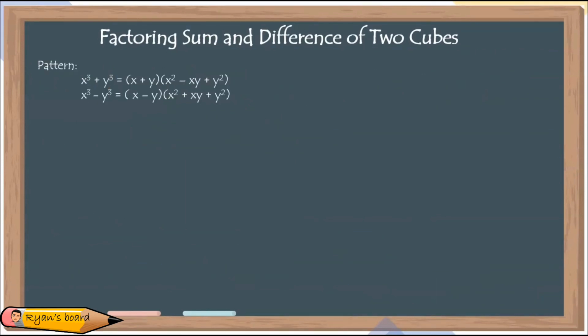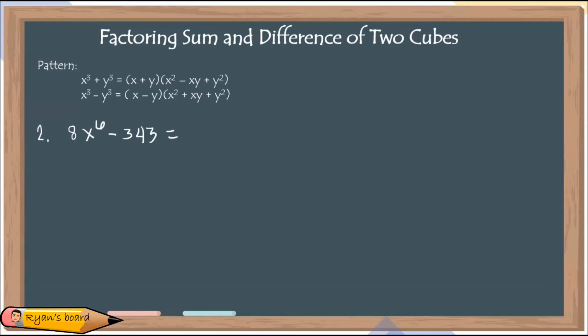Okay, we have the pattern here. Example number 2. Let's say we have 8x to the 6th power minus, let's say, 343. So, 8 is a perfect cube. 343 is a perfect cube. Exponent natin divisible by 3. So, definitely ito ay difference of two cubes.